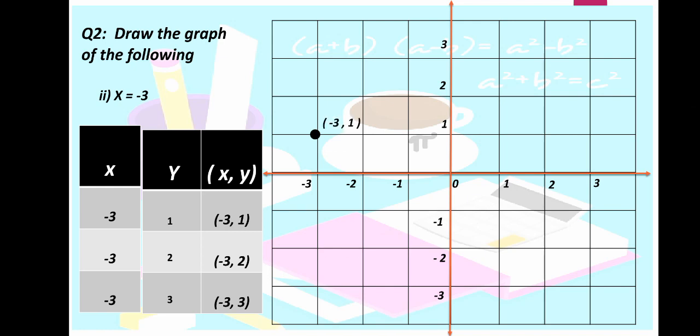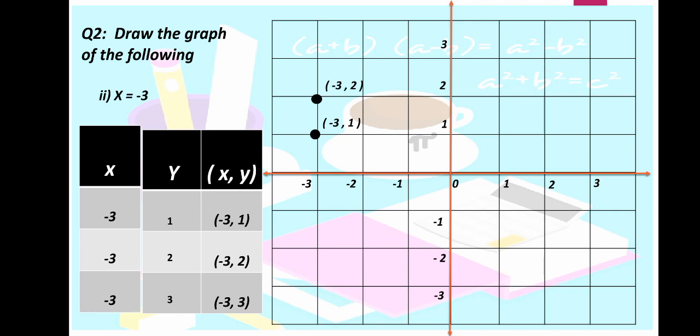The second row has the ordered pair -3 and 2. So -3 is on the negative x-axis and 2 on the positive y-axis. So -3 and 2 are intersecting on this point. So mention the ordered pair -3 and 2.